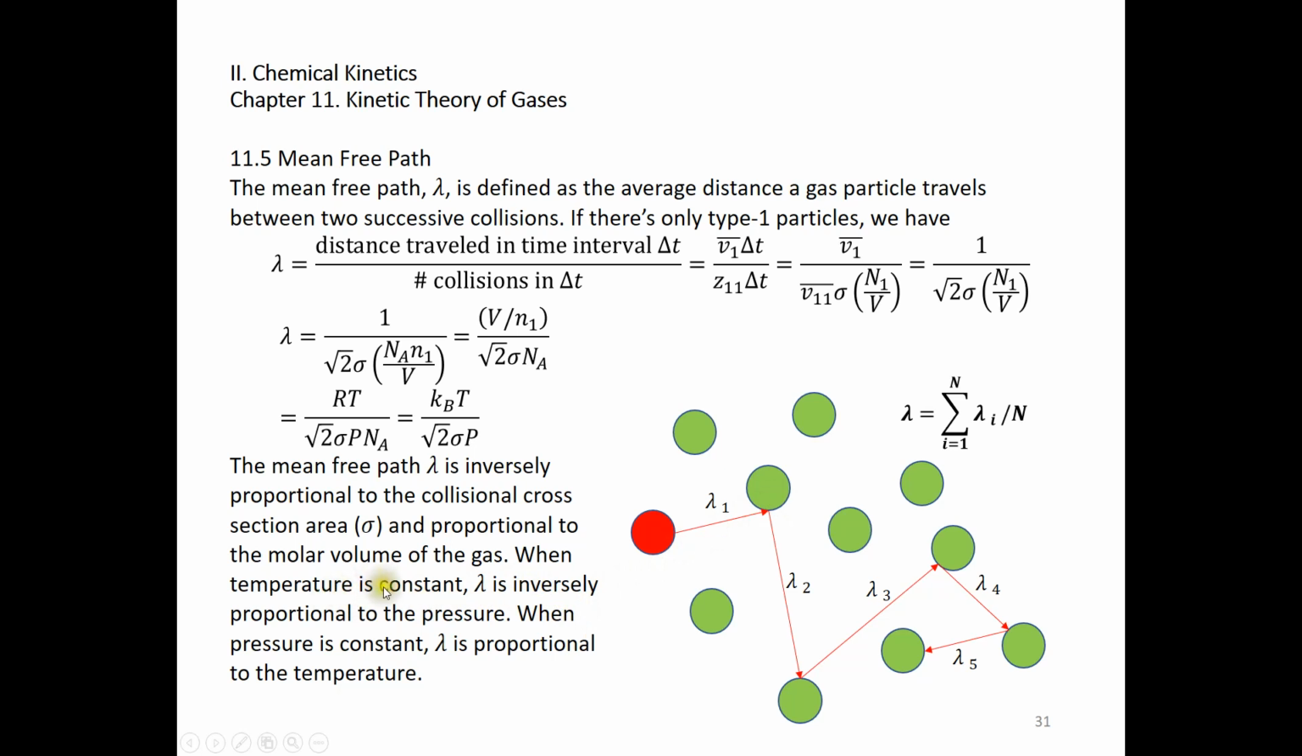If temperature is held constant, then lambda is inversely proportional to pressure over here. But if pressure is constant, then lambda is just proportional to the temperature. So either way, you can express lambda as a function of molar volume or as a function of temperature and pressure. Depending on what information is given to us, we can use any one of those equations. They are all correct. They are equivalent to each other.